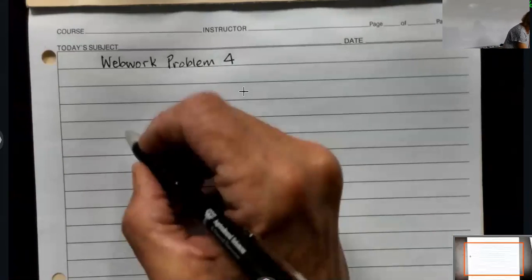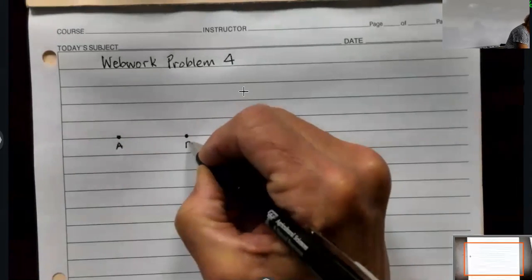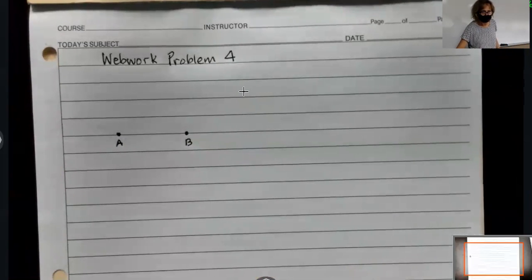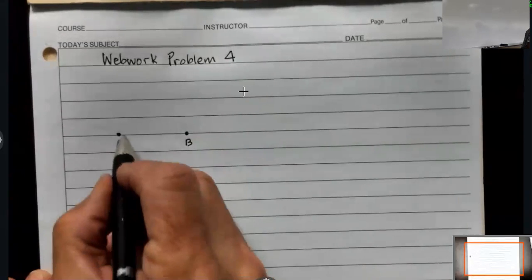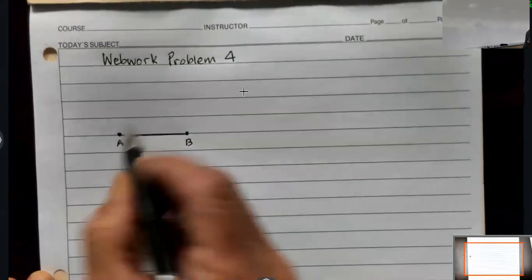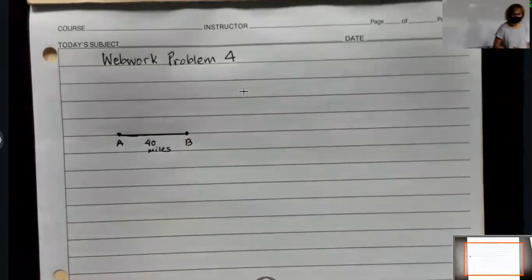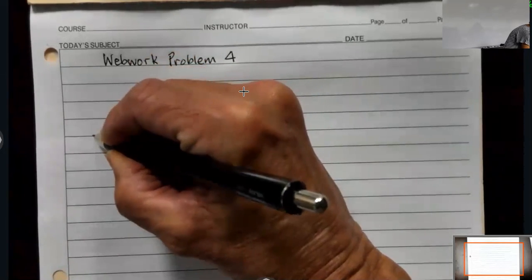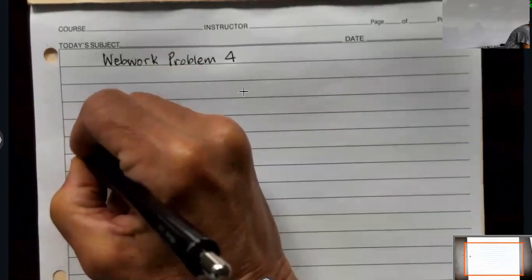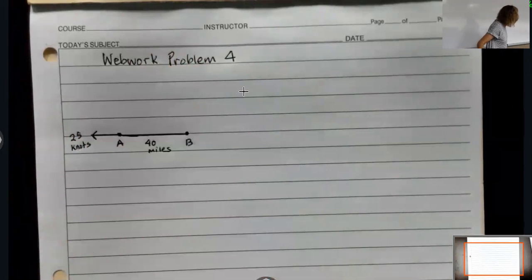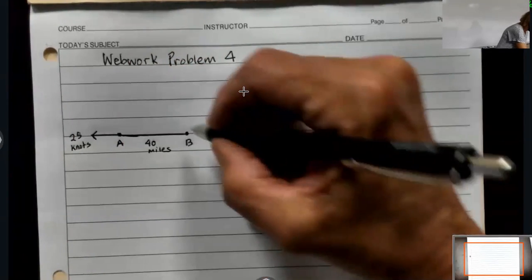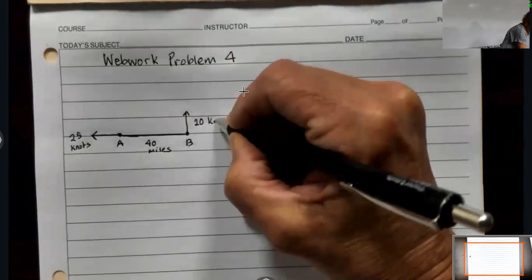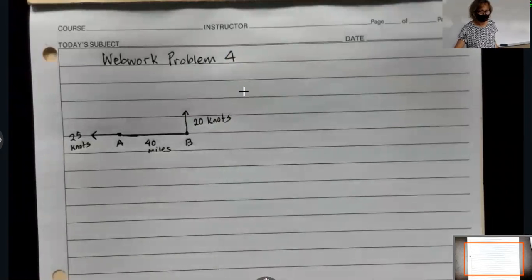So ship A is here. Ship B is here. And this is 40 nautical miles. All right, what next? Ship A is sailing west at 25 knots, which you're going to say is miles per hour. And ship B is sailing north at 20 knots. Okay. How fast in knots is the distance changing at 7 p.m.?